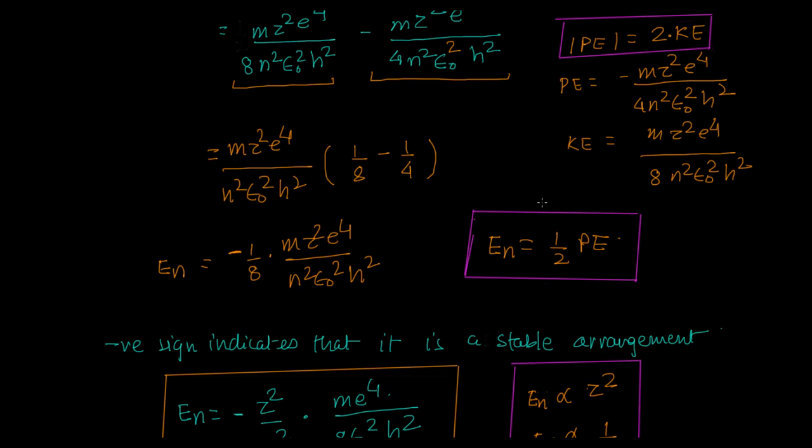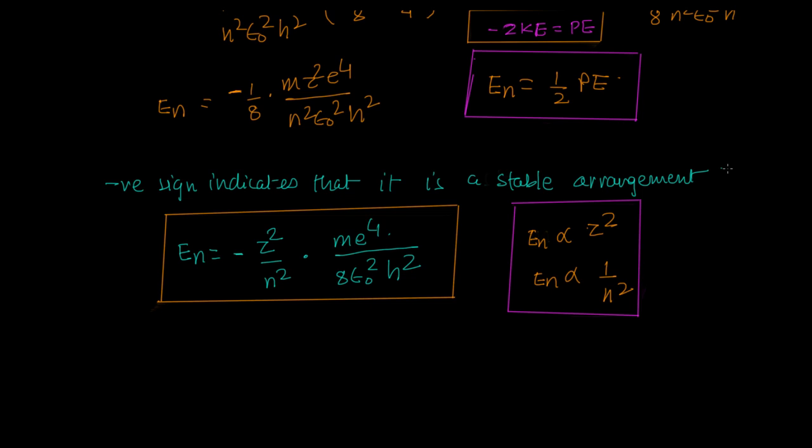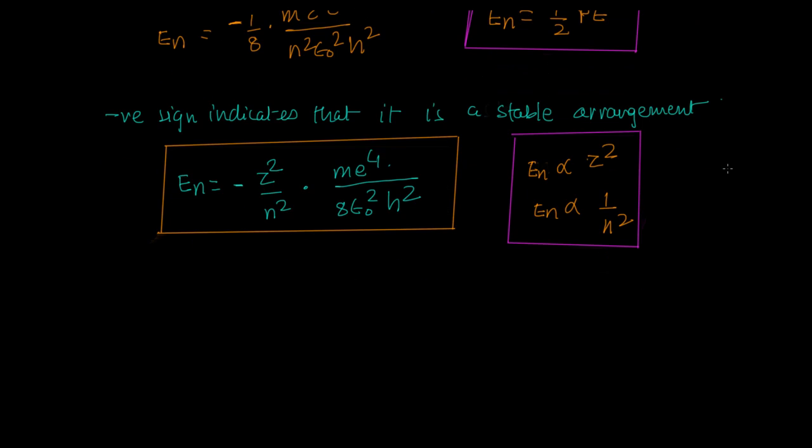You can also say that it is minus 2 KE, which is equal to PE. Understand? This is also true. Those boxed expressions are important and you should understand them.